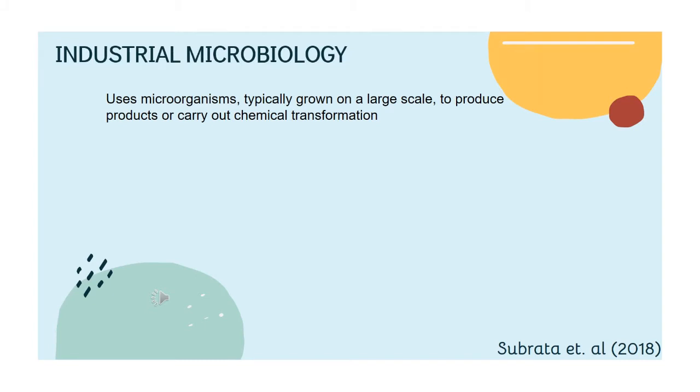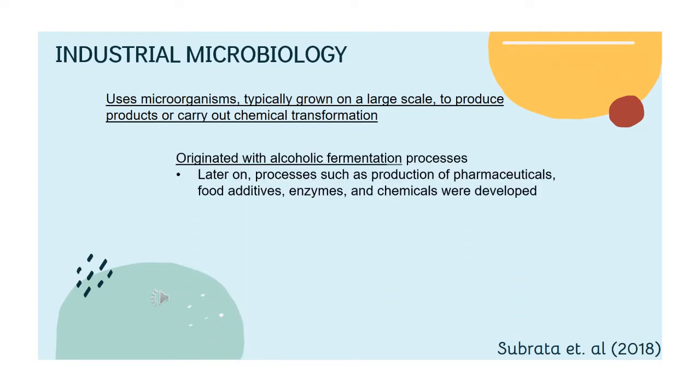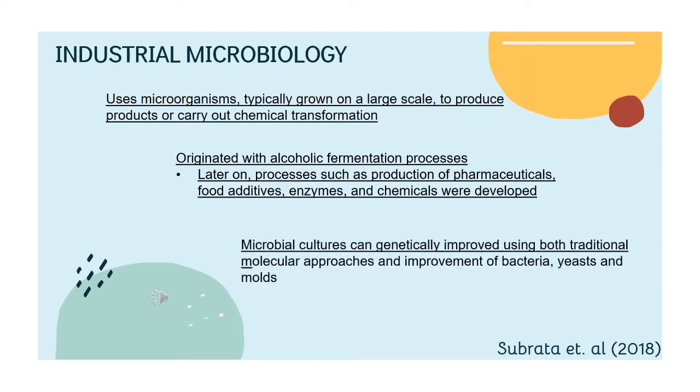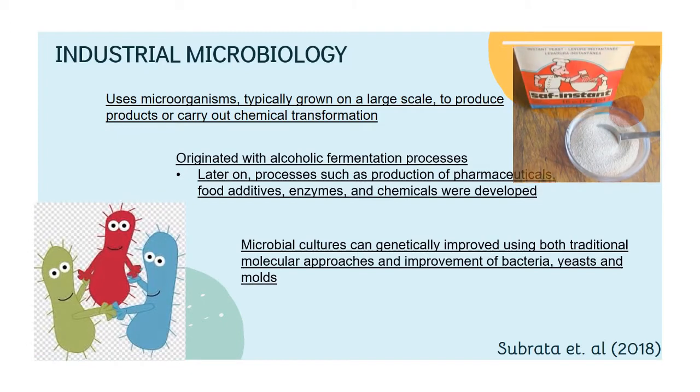Industrial microbiology uses microorganisms, typically grown on a large scale, to produce products or carry out chemical transformation. It originated with the alcoholic fermentation process, and later on processes such as production of pharmaceuticals, food additives, enzymes, and chemicals were developed. Microbial cultures can be genetically improved using both traditional and molecular approaches, for bacteria, yeast, and also mold.